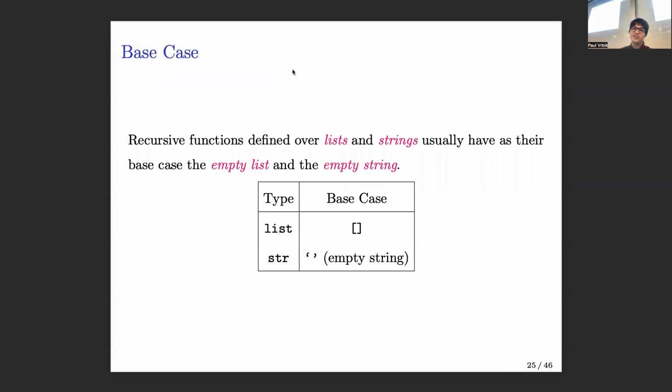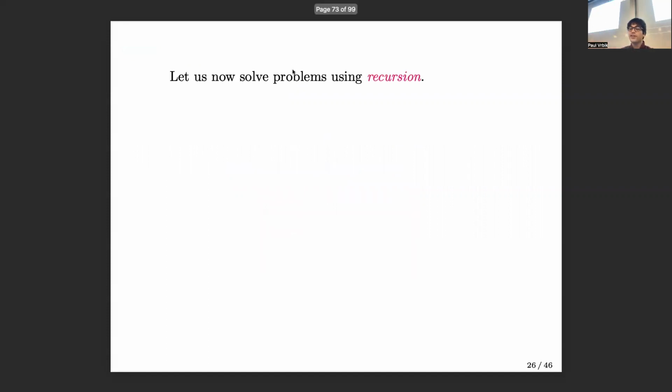Recursive functions are defined over lists and strings, and we have to worry about these weird empty cases. The base case over a list is typically going to be the empty list. The base case over strings is typically going to be the empty string. Generally speaking, if you're doing induction over some type, you want to find the smallest thing in that type. Now let's spend the rest of class just solving problems recursively.